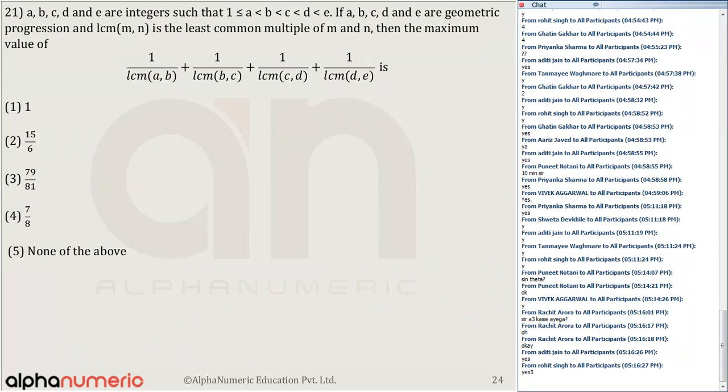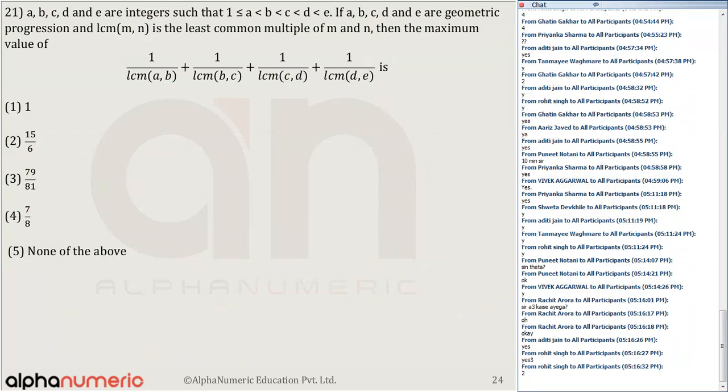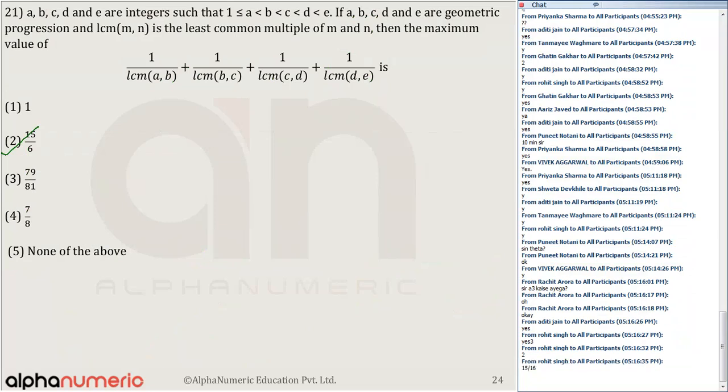Question number 21. Let's see what the answer is. The correct answer is option 2. Only one of you has got it right. Yes, that's right, 57. It says A, B, C, D, E are in GP. I need to find out the maximum possible value of this.